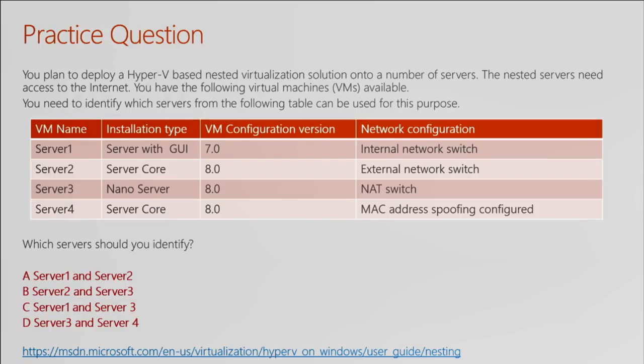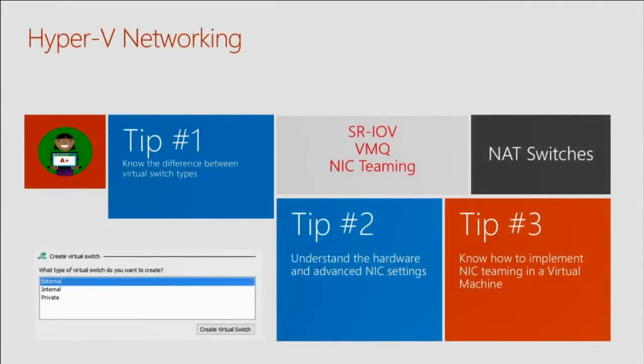Server 1, it's a VM7. It's not going to happen, is it? Server 2, it's a standard external network switch. We mentioned it must be NAT or it must be MAC address spoofing. So it's got to be 3 or 4. Sometimes with those kinds of questions, you've got to make sure you're looking at the right column. Oh. Okay, so the fact that it was Nano Server or standard or whatever, irrelevant. It's the networking that's being called out.